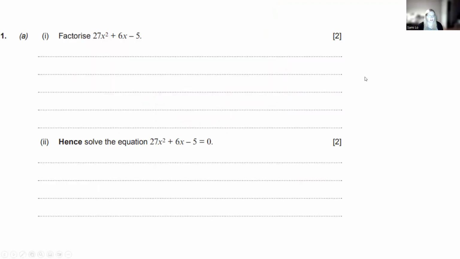So if you look at the first question, you've got 27x squared plus 6x minus 5. So this is a quadratic, but it's also got a coefficient in front of x squared. So you need to use that method where you do 27 times minus 5, and that's going to get you the total multiplier by here. So that will give us 135, but it's obviously negative. I don't tend to worry too much about that at this stage, but I am going to be using it in a second.